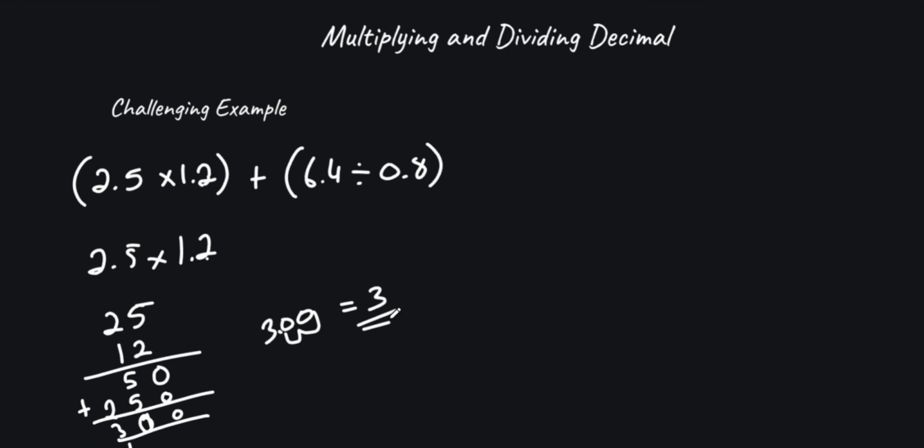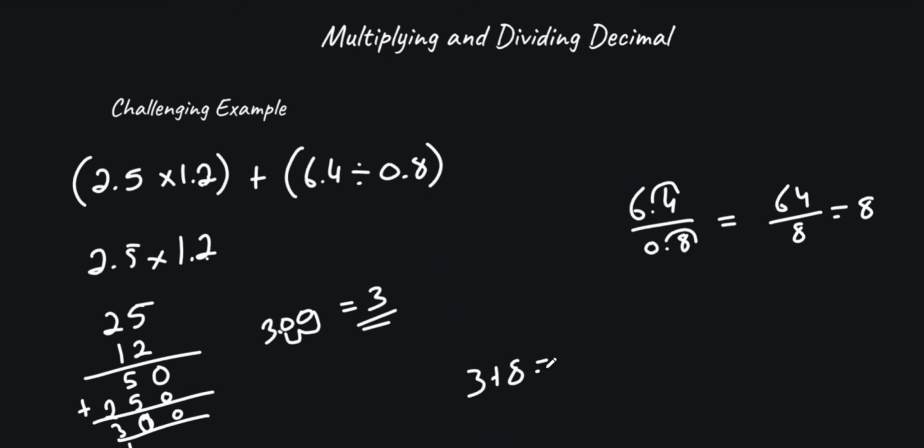Let's work on the right part. We have 6.4 divided by 0.8. Well, we can move it one decimal place. So we have 64 divided by 8. And what does that give us? 64 divided by 8 is 8. And with that, now we can add 3 plus 8. What does that give us? 11. And that is your answer.